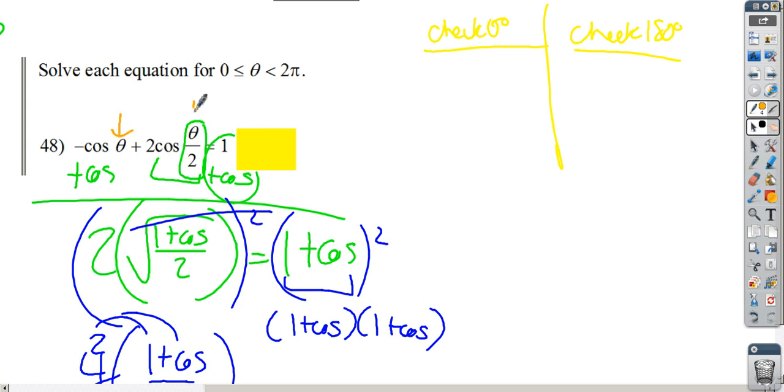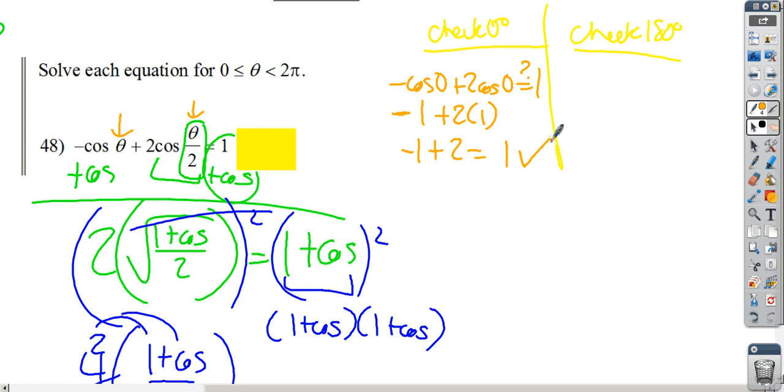If we plug in 0 here and here, we would get negative cosine of 0 plus 2 cosine of 0 over 2, which is 0. And the question is, does that equal 1? So cosine of 0 is 1, so that means this would be negative 1. Cosine of 0 is 1 also. So negative 1 plus 2, that does equal 1, so that one checks out.